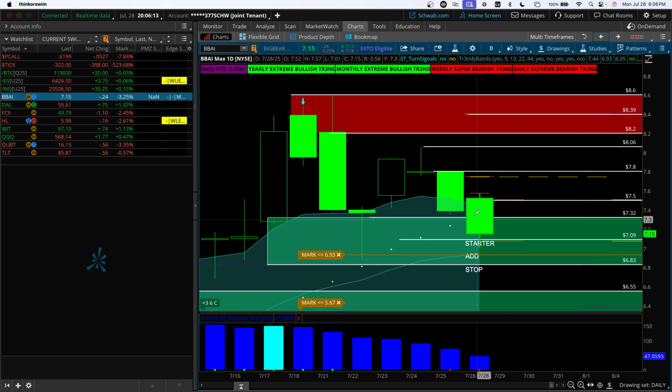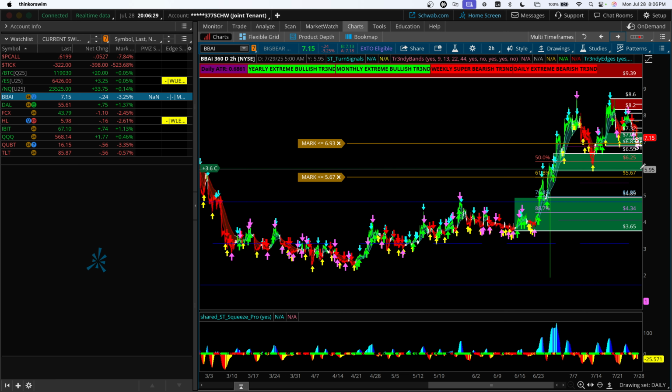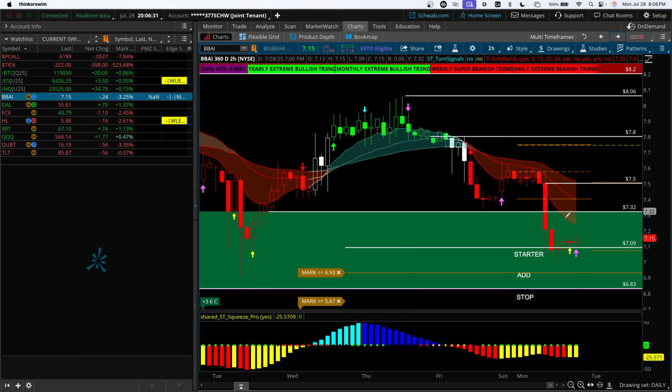With BBAI, we opened up in this zone, but I told traders that I was going to wait until this $7.09 level was hit. And then on smaller time frames, I wanted to see us making higher highs, higher lows, with trendy turn signals and the monster Momo reversal arrow, which is this pink arrow that you see here. We did get those things, and so I went ahead and entered this trade.